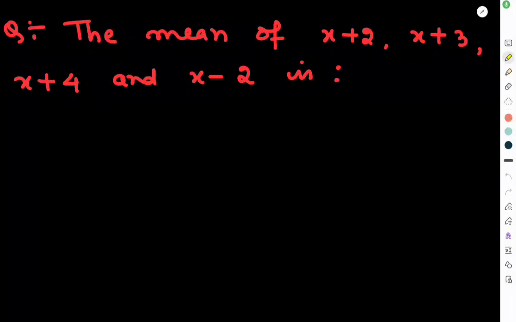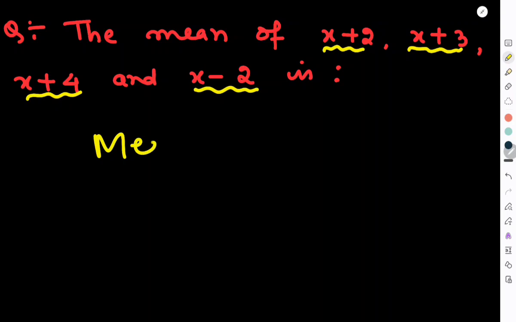So from this test we'll discuss the MCQs. So the first one is: the mean of x plus 2, x plus 3, x plus 4 and x minus 2 is. Obviously I am not writing the options. Now how to find mean?